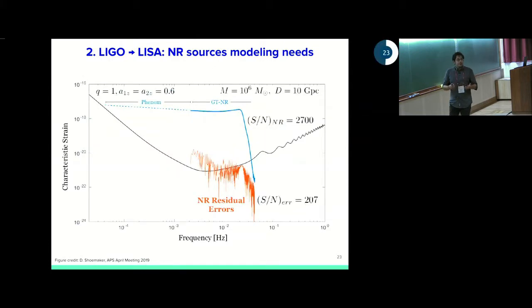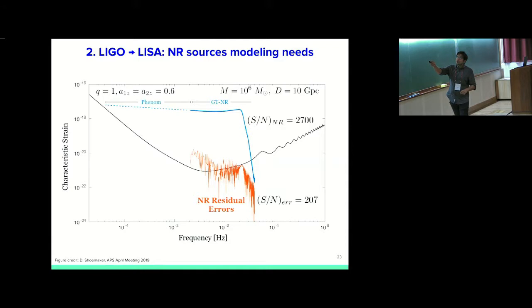And while there's no available answer in literature, I found this figure in Deirdre Shoemaker's talk at the APS meeting earlier this year, where she's taken a very simple case of an equal mass supermassive black hole binary of total mass 10 to the power 6 solar masses at redshift of about 2, where they take a numerical waveform and prepend it with a phenomenological inspiral.